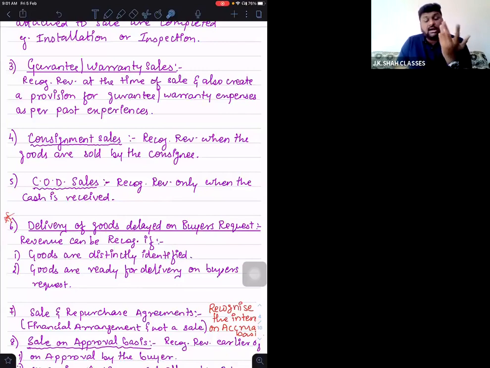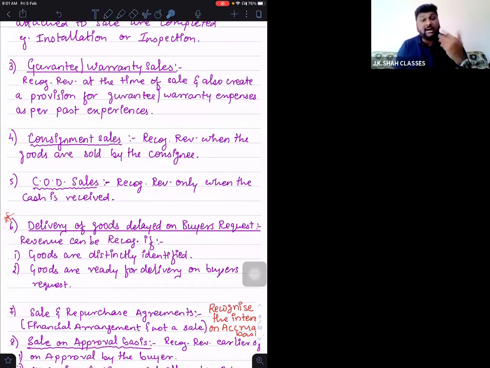Sir, in this case, if you say that risk and reward is transferred, so what if the goods get damaged in the seller's godown? Who will take the responsibility, seller or buyer? What do you think? These two conditions are satisfied, so you say that the risk and reward is transferred to the buyer and the sale has to be recorded. But what if something goes wrong in your godown as a seller?